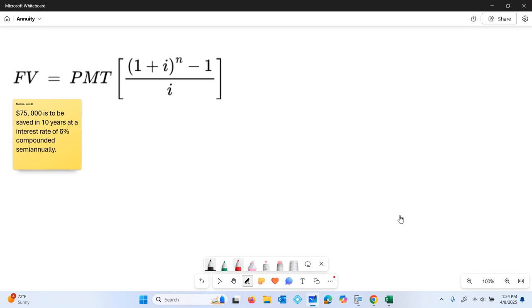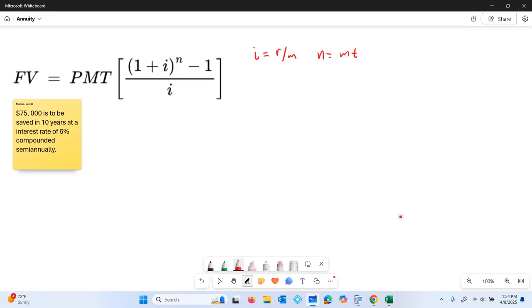Now, the things that we can say is that we know that the payment is a sequence of payments, periodic payments to be exact, and the I is equal to R over M. Now, the N is equal to M times T.